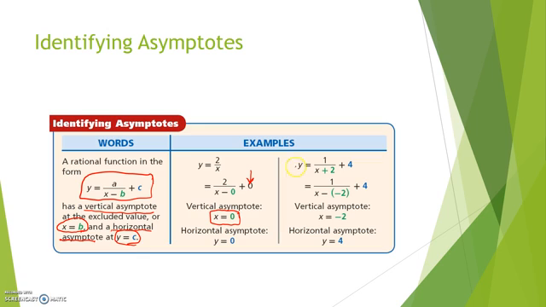Here we have y equals 1 over x plus 2, plus 4. How do I go about finding my vertical asymptote? Well, I set this x plus 2 equal to 0, and I solve for x to get x equals negative 2. And then how would I find my horizontal asymptote? Well, it's that c value. My c value here is 4, so it's going to be y equals 4.